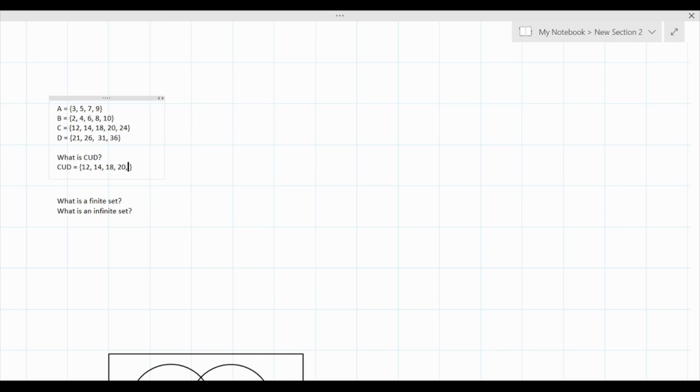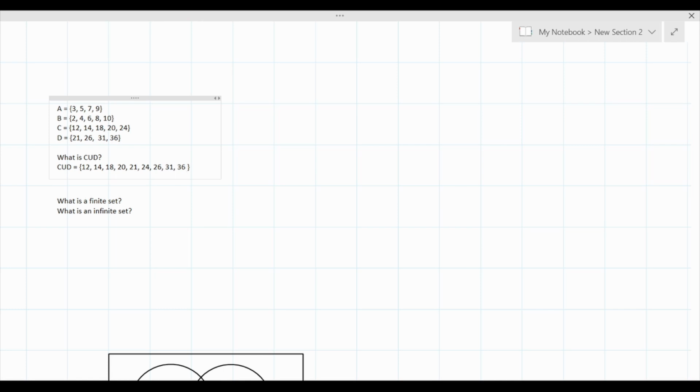From set D, we see the next one would be 21. Then we see 24 in C. Yes. Then go back, we see 26. Then 31. Hold on. 31. And finally 36. Let's double check this. So we should have 12, 14, 18, 20, 21, 24, 26, 31, and 36.